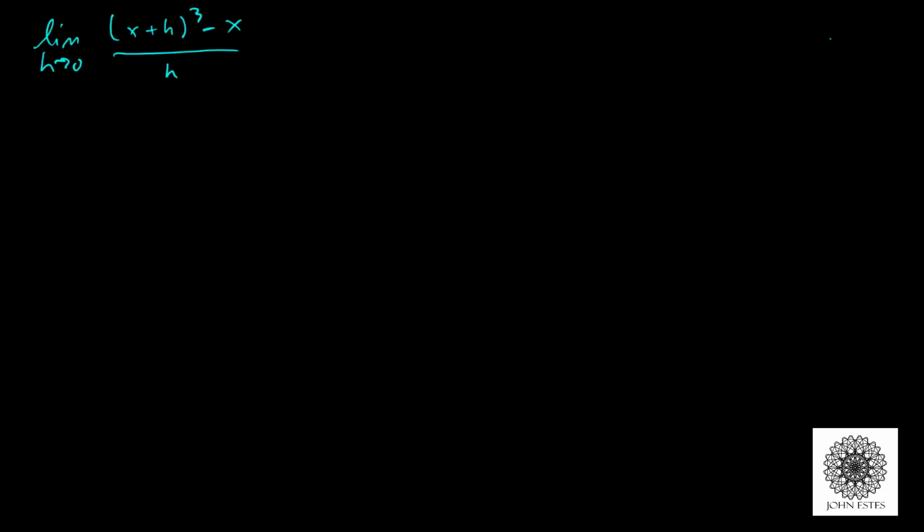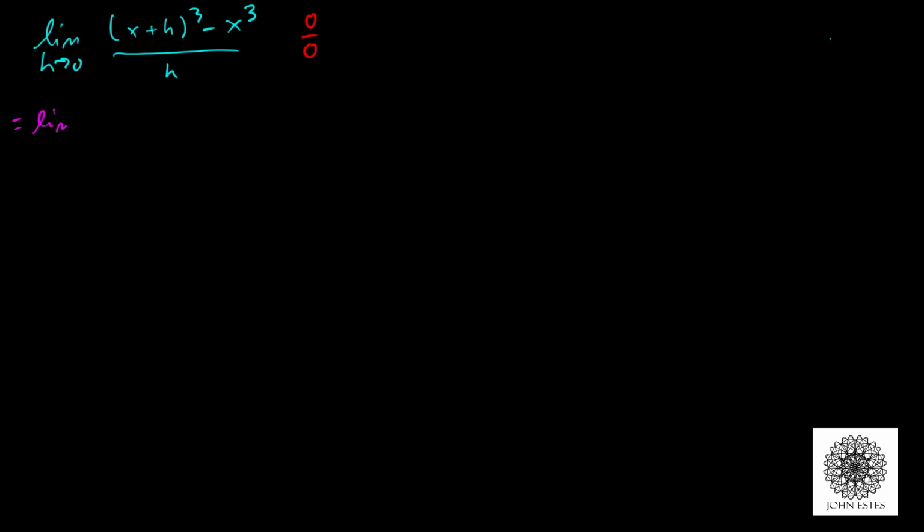Okay, this last example we're going to look at is the limit as h approaches 0 of x plus h, quantity cubed, minus x, all over h. And actually this is supposed to be x cubed. If I plug in h equals 0 into this, I end up with 0 over 0. So we need to manipulate this somehow.